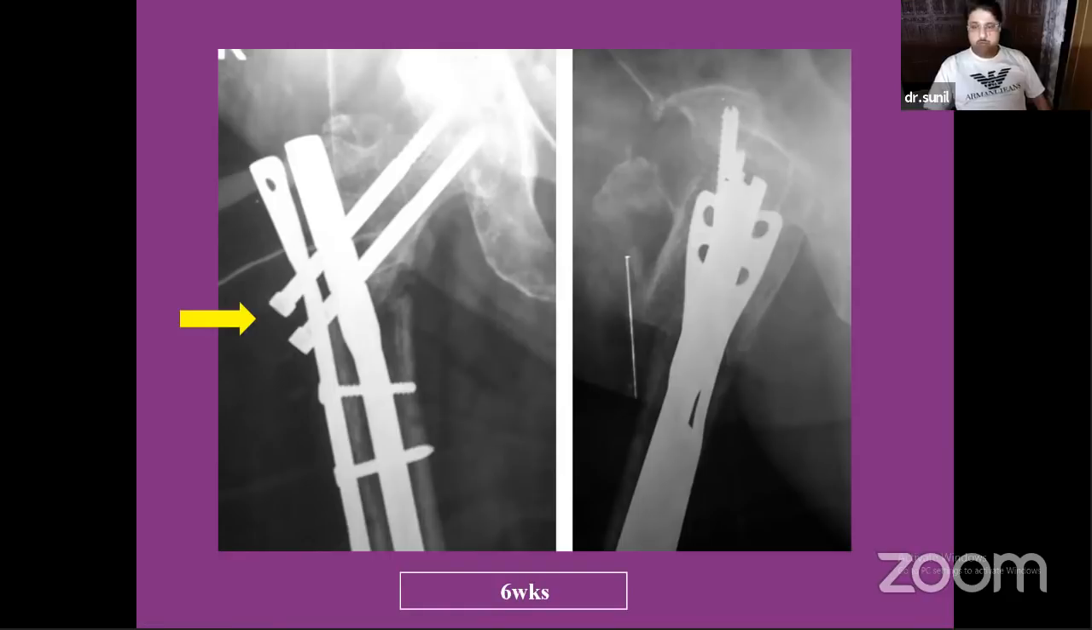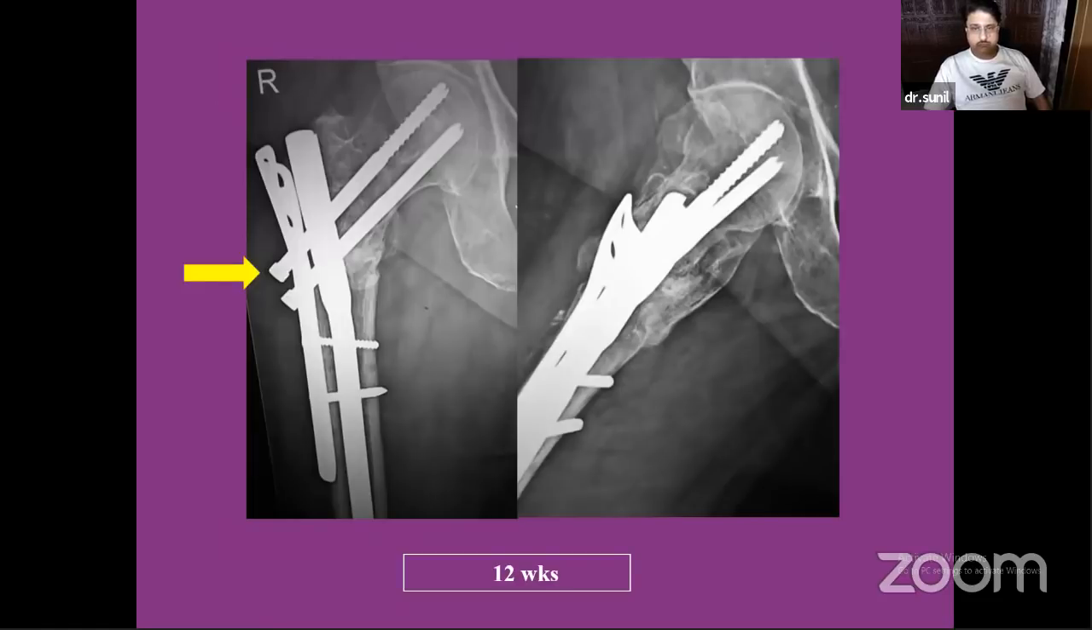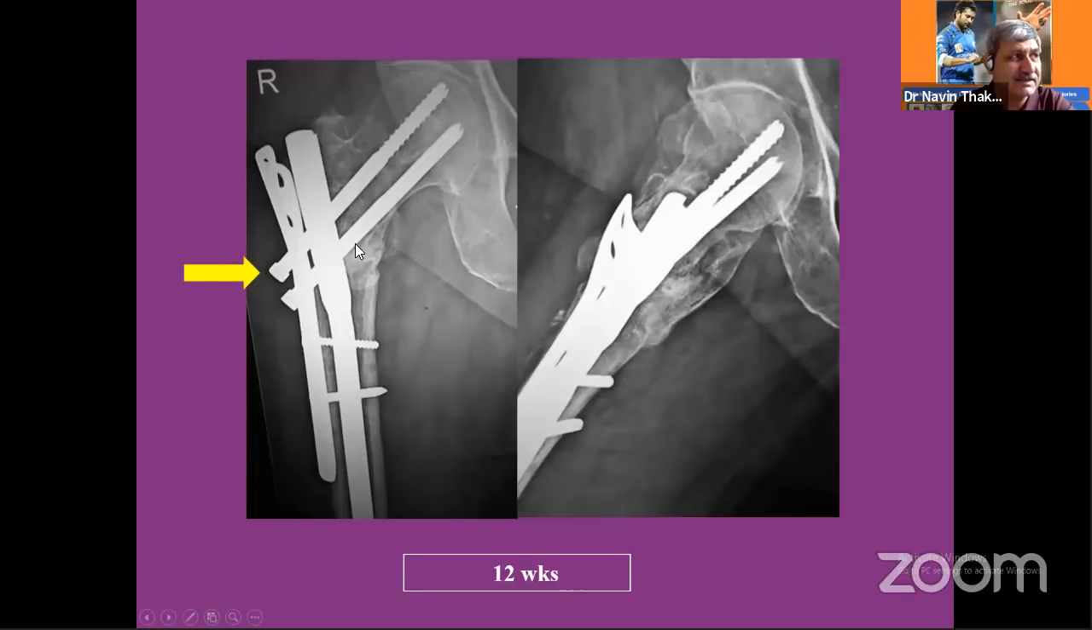Please go ahead. Now at 12 weeks, you can see it is beautifully uniting with minimum collapse, with complete lateral support.